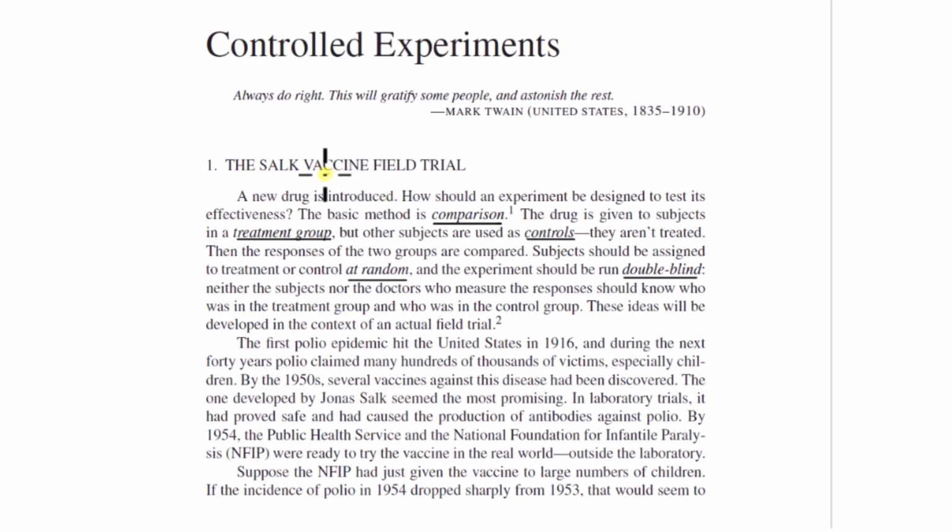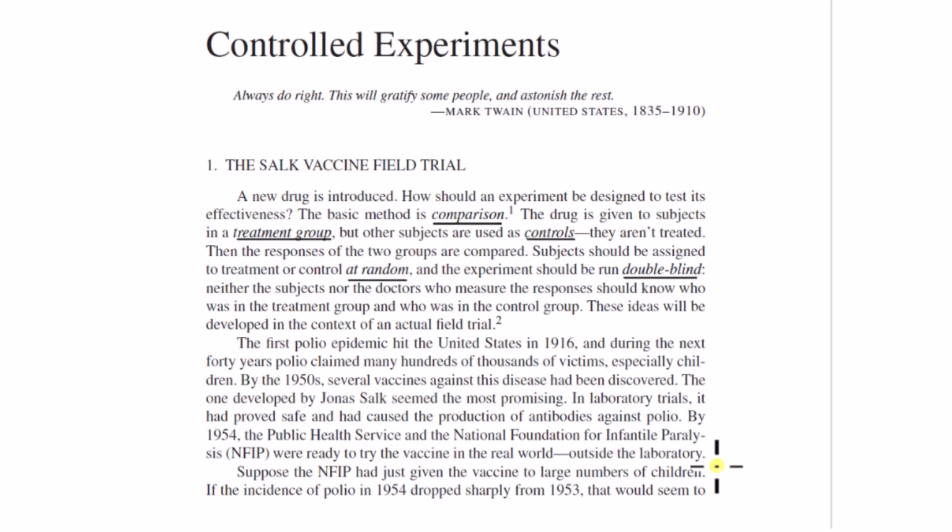Okay, so with these terms in mind, we're going to take a look at a case study of the Salk polio vaccine field trial. The first polio epidemic hit the United States in 1916, and during the next 40 years, polio claimed many hundreds of thousands of victims, especially children. By the 1950s, several vaccines against this disease had been discovered. The one developed by Jonas Salk seemed the most promising. In laboratory trials, it had proved safe and had caused the production of antibodies against polio. By 1954, the Public Health Service and the National Foundation for Infantile Paralysis were ready to try the vaccine in the real world outside the laboratory.